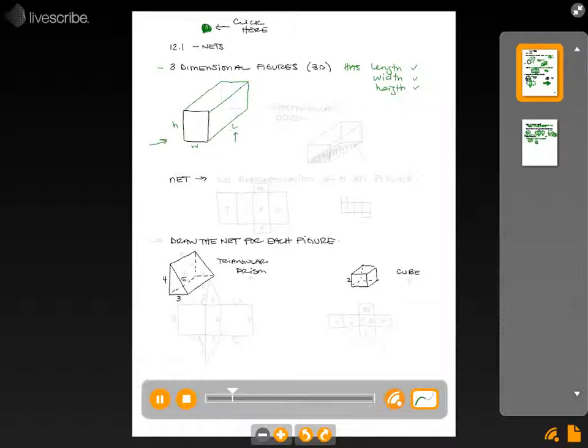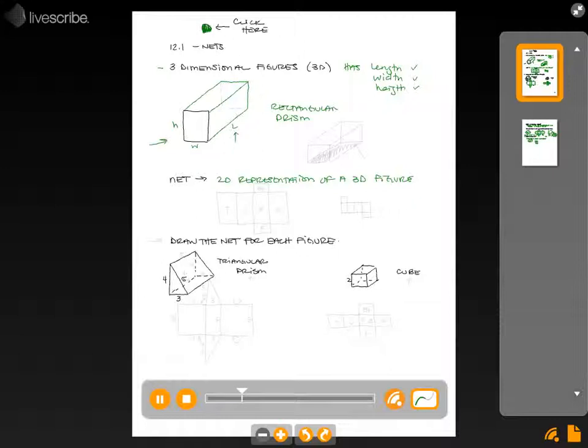Now, a net is a two-dimensional representation of a three-dimensional figure. So what we want to do is pull this figure apart so that it all lays flat and it's two-dimensional. It's all made out of two-dimensional shapes. So we're going to draw a net for our figure above here. Now I'm going to tell you what this is called. This is a rectangular prism. So we're going to draw a net for this rectangular prism.